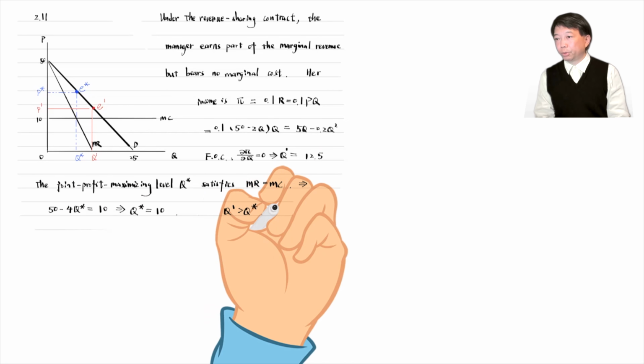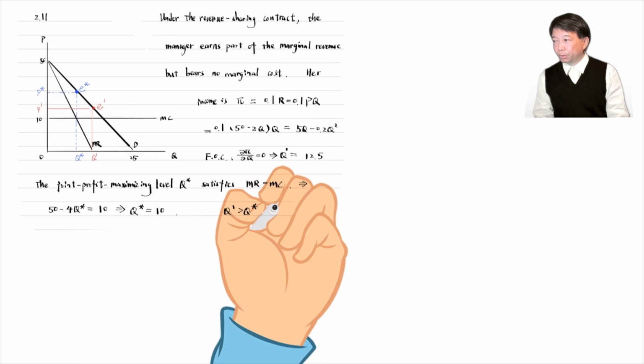The graph shows the result. The joint profit maximizing output is Q star, which is determined by the intersection of the marginal cost and the marginal revenue curves of the monopoly. The manager's marginal cost is 0, and her optimal output, Q1, is determined by the intersection of the marginal revenue curve and the horizontal axis.